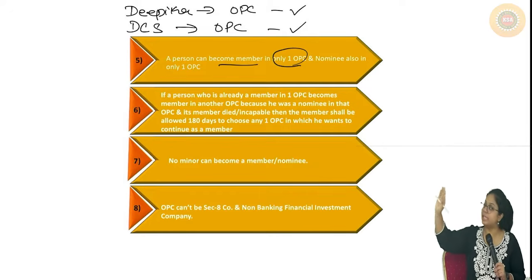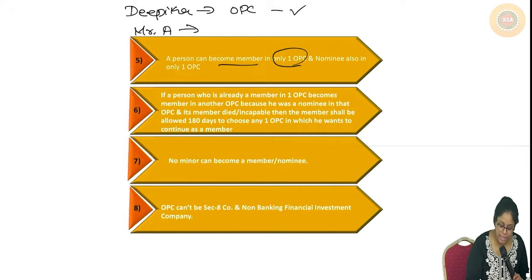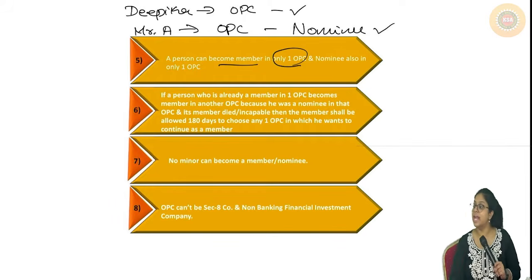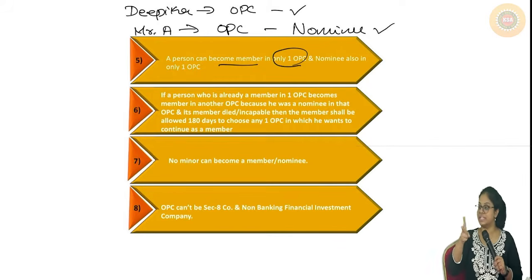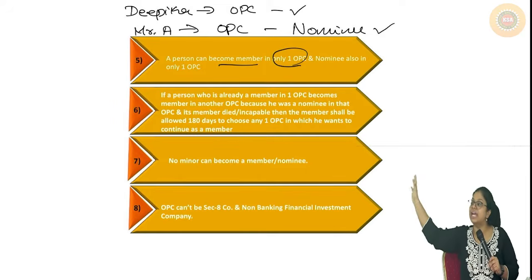But let's say I have an OPC in which I am a member. One of my friends, let's say Mr. A, opens an OPC. Can I be a nominee in that? Yes, I can be a nominee. You cannot be a member in two OPCs, but you can be a member in one OPC and a nominee in another OPC.